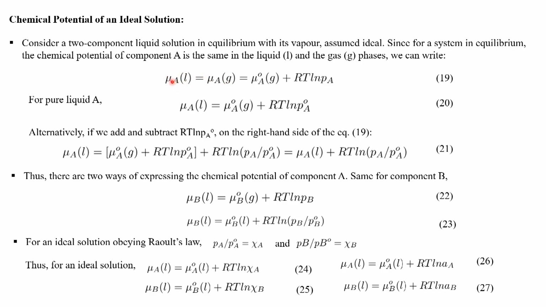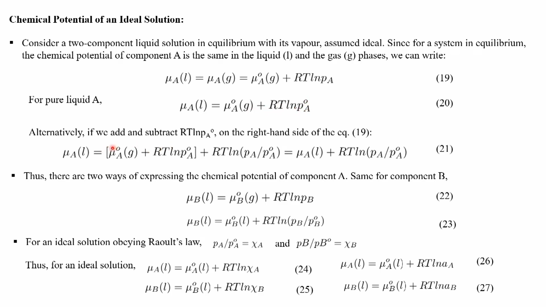For component A, mu A L is the chemical potential of component A in the liquid phase, and mu A G is the chemical potential of A in the gas phase. So if we write this, we get mu A naught gas plus RT ln partial pressure PA. And for liquid A, we write mu A L is mu A naught gas phase plus RT ln PA naught.